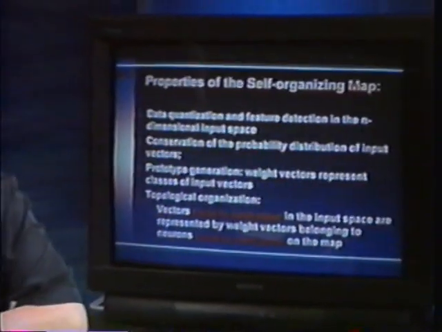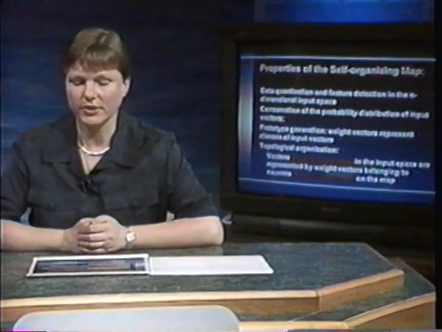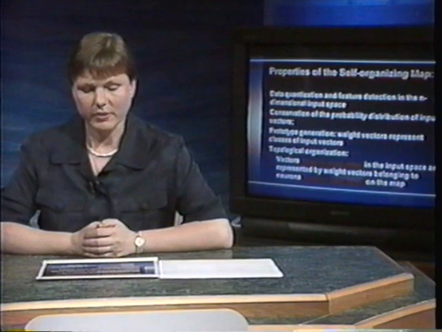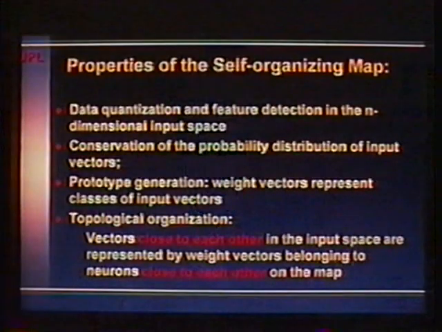So what are the properties of the self-organizing map? We have data quantization and feature detection in the n-dimensional input space. We have conservation of the probability distribution of input vectors. We have prototype generation: weight vectors represent classes of input vectors. And we have topological organization of the map, that is, vectors close to each other in the input space are represented by weight vectors belonging to neurons close to each other on the map.